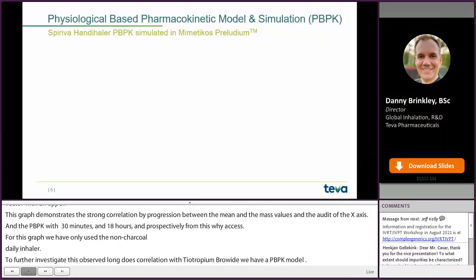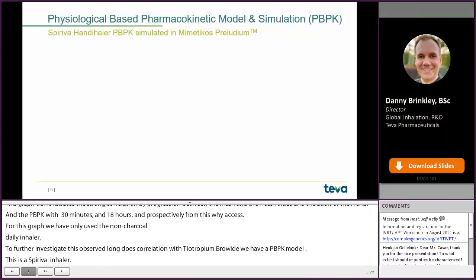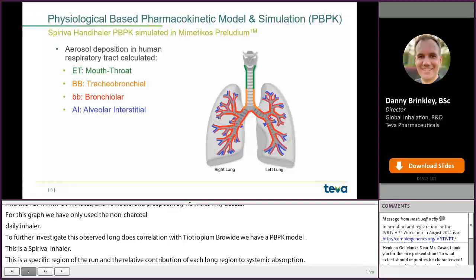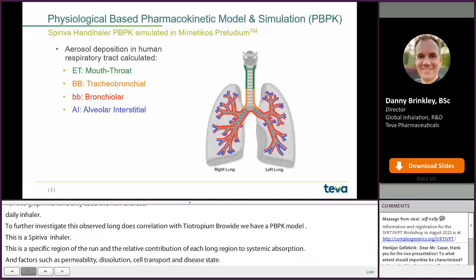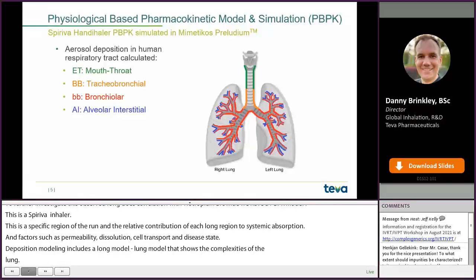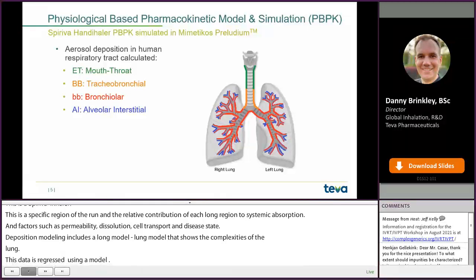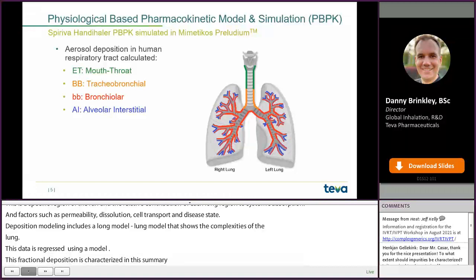Preludium predicts the fraction of drug deposited within specific regions of the lung and infers the relative contribution of each lung region to systemic absorption, considering factors such as permeability, dissolution, type of cell transport, and disease state. Deposition modelling includes a lung model which reflects the anatomical complexities of the lung with respect to the various regional bifurcations. APSD data is regressed using a 3-parameter model that considers coarse fraction, MMAD and GSD, and fractional deposition is calculated in the summary lung regions, with ET representing mouth throat, uppercase BB tracheobronchial, lowercase bb bronchiolar, AI alveolar interstitial, and the exhaled fraction EX.